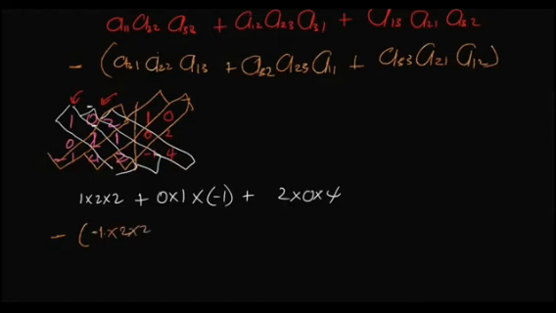Let me remove that bracket. So plus 4 times 1 times 1. This is the second one. And then the third one is 2 times 0 times 0. So what are we having?